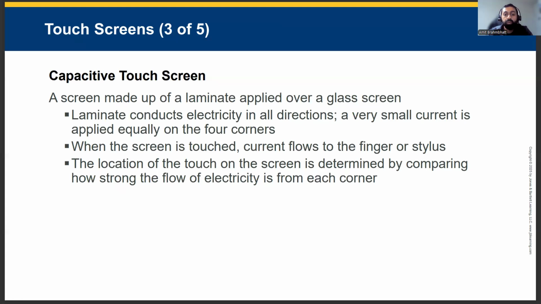Capacitive: a conductive laminate over glass carries a tiny current from the corners. Your finger steals a bit of charge, and comparing the charge changes at the corners, the controller triangulates the touch. It's very clear and supports multi-touch, but it needs a conductive touch, like a finger or a capacitive stylus.